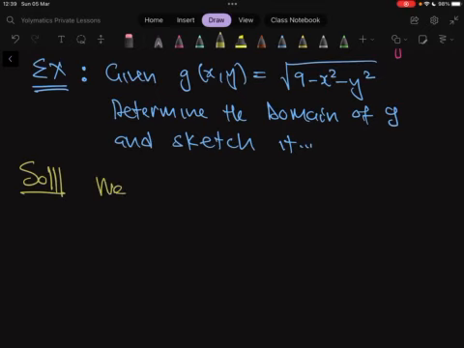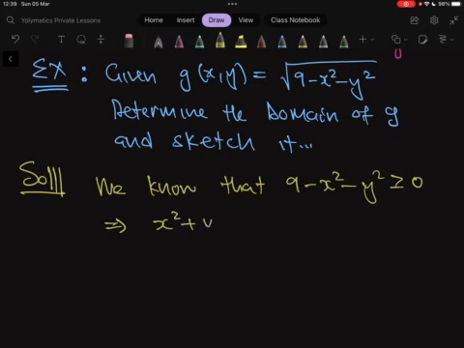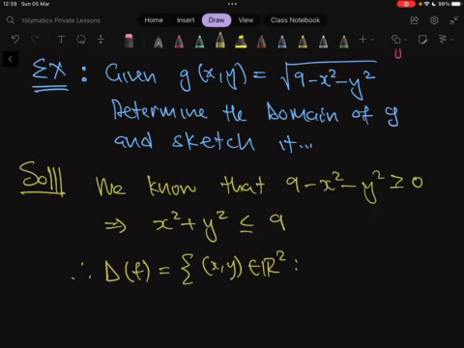So we know that 9 minus x squared minus y squared must always be greater than or equal to 0, always. So this implies, if we take the other terms across, that x squared plus y squared is less than or equal to 9. Therefore, the domain that we're looking for is just the set of all points (x, y), elements of R squared, such that x squared plus y squared is less than or equal to 9. Like that. So this is what we are looking for.